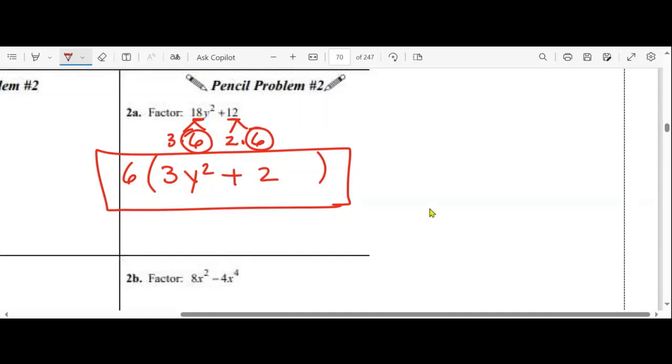Can I say 2? Yeah. But take the common number, okay?